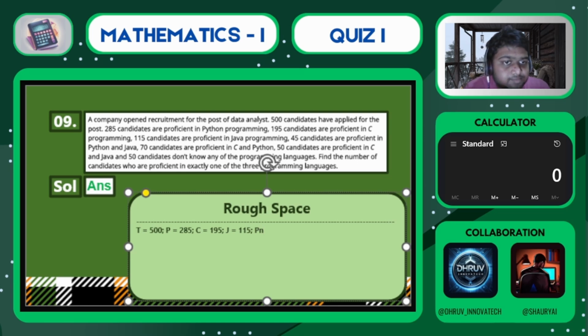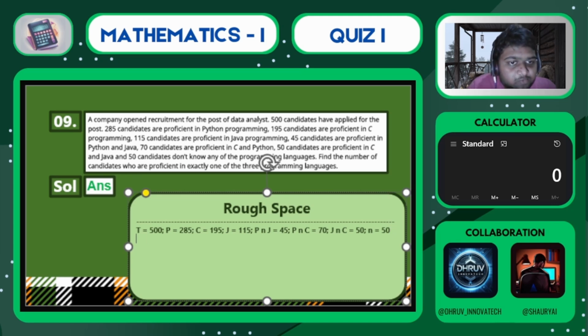So C and P and J is 45. P and C is equal to 70. J and C is equal to 50. And also none is equal to 50. Means we don't know any programming.